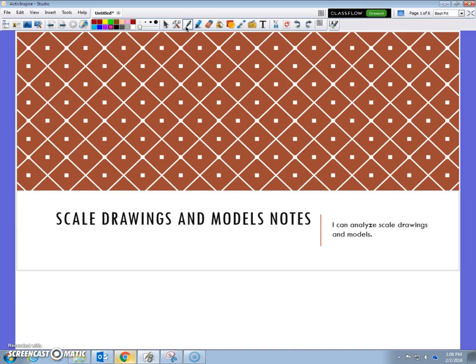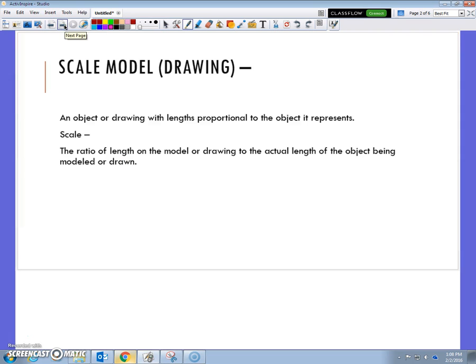All right, this is Mr. Gillum, and today we're going to talk about scale drawings and models. So things like maps or toy cars or model bridges, or whatever it is that we're talking about. Replicas, kind of, except smaller. When I say scale model or scale drawing, I'm talking about the miniature version of what we're trying to represent in a bigger form.